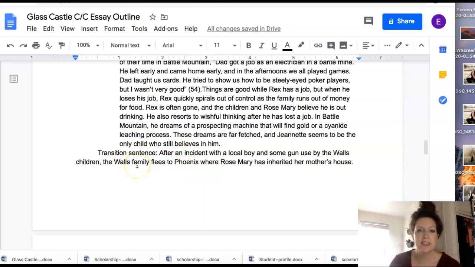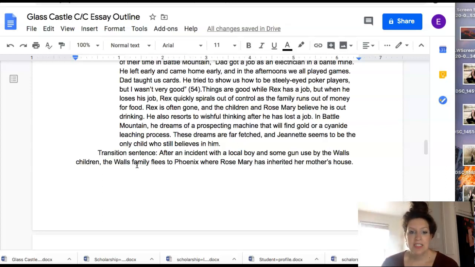A transition sentence just helps the reader move smoothly in your paper from point to point. The way I teach transition sentences is that I want you to have one foot in the point that you're completing and one foot looking towards what you're about to talk about. Half the sentence talks about one half and half the sentence talks about the other half.